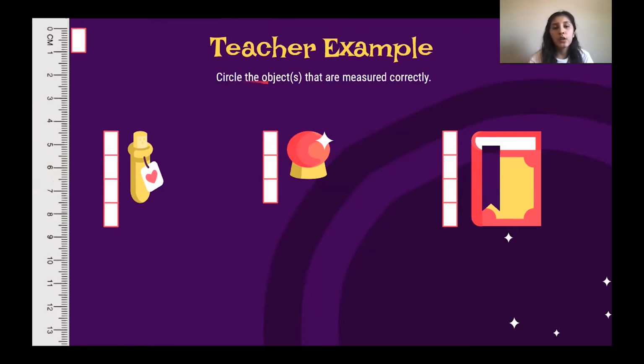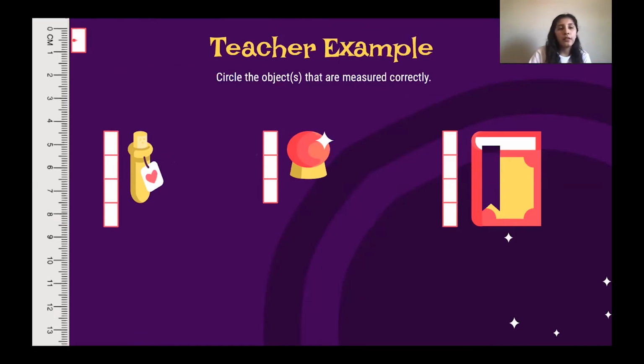It says, circle the objects that are measured correctly. So you don't have to go ahead and write anything down. You're just going to go ahead and see how I solve it and my thinking process along the way, okay? So here I have this love potion, this crystal ball, and a spell book. And it says to circle the objects that are measured correctly. So it could be more than one that's correct. Or it could be just one.